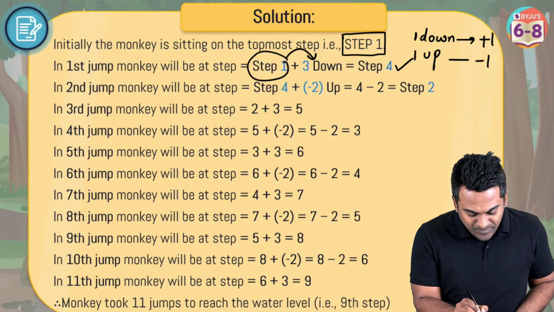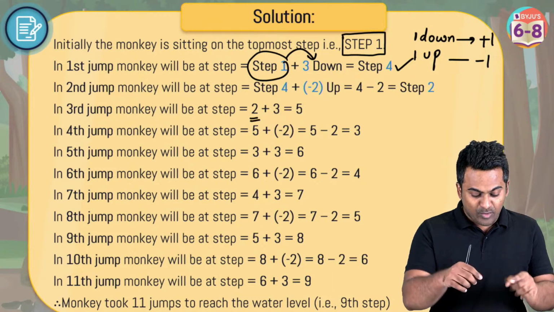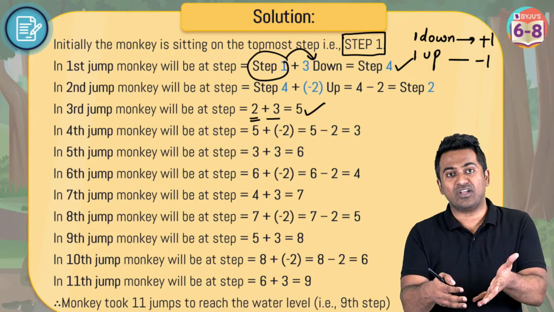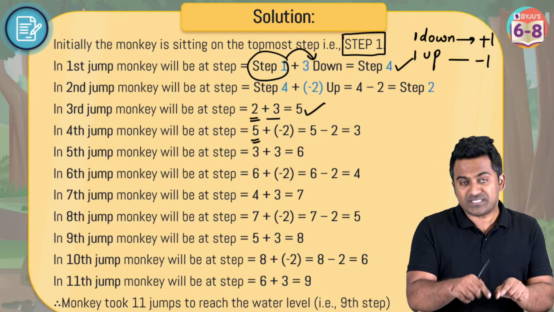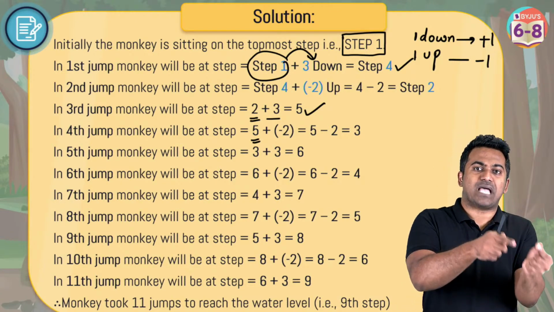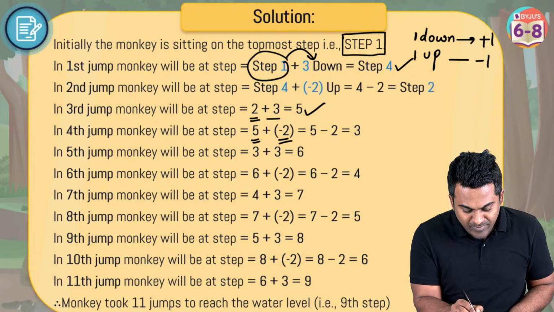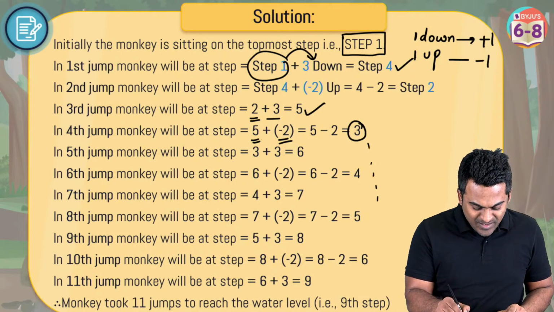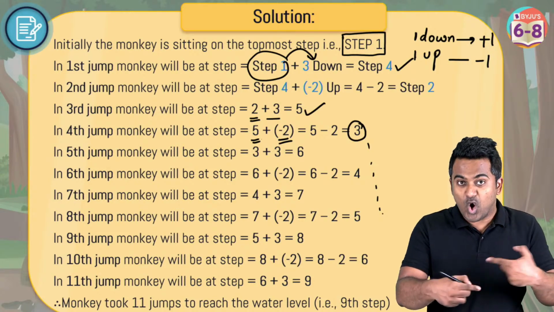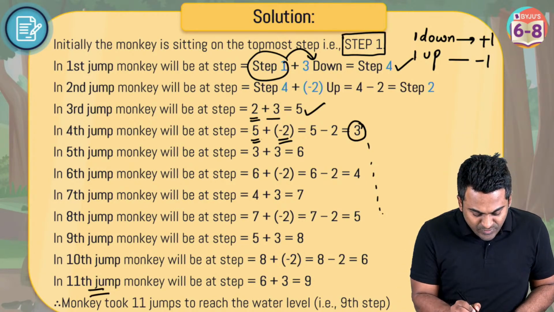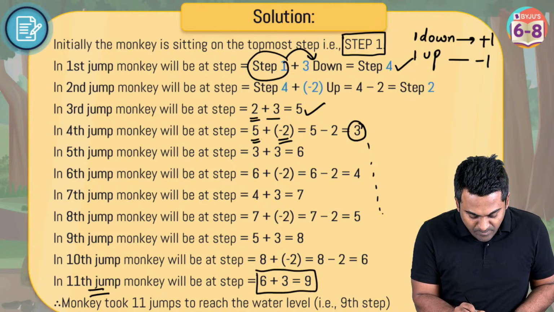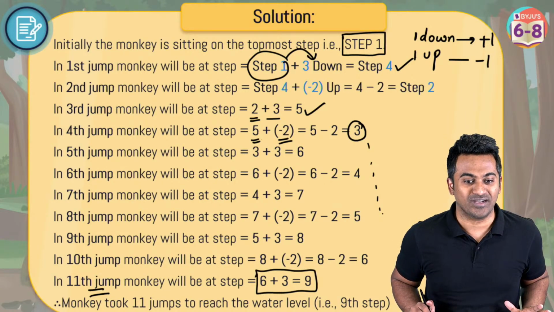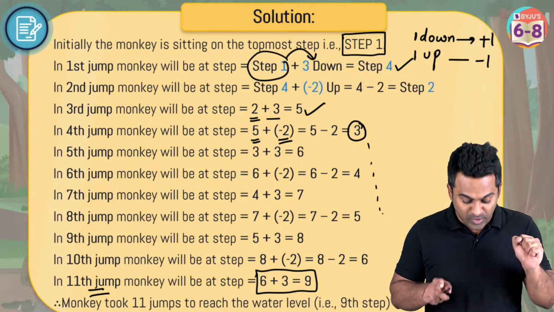Now, in the third jump, he is at the second step. Now he's coming down by 3. So that's the reason why plus 3. And now the monkey is at the 5th step. Now from the 5th step, he will again go 2 steps up. So that's the reason why plus 5 minus 2, and now the monkey is at the 3rd step. And as you can see, this pattern pretty much repeats going on and on and on. And in the 11th jump, that's where the monkey will be at the 9th step, being able to drink some water. It is so confusing is what Sasmita says.